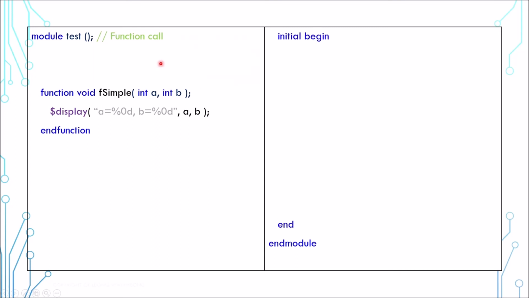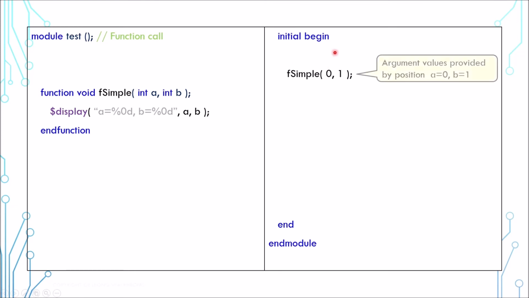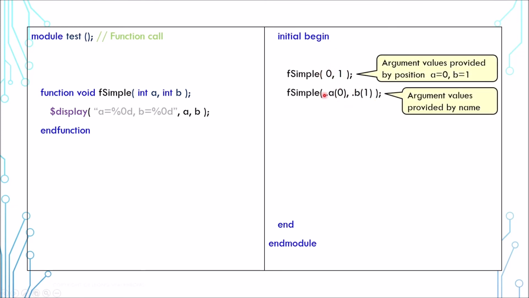There are two ways to call a function or task. The first one is by position and it is pretty common. The second one is by argument name. You use dot operator to specify the argument and bracket to specify the value. In general, this promotes readability.